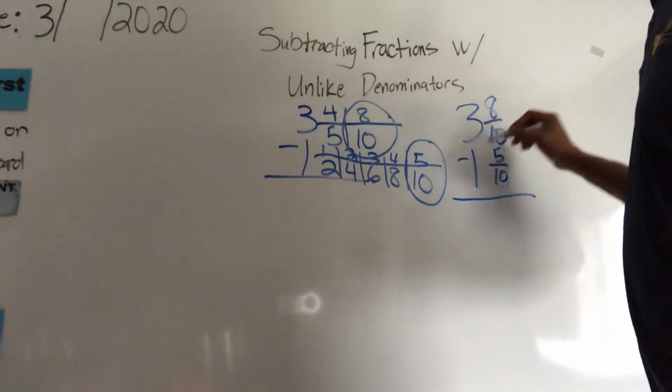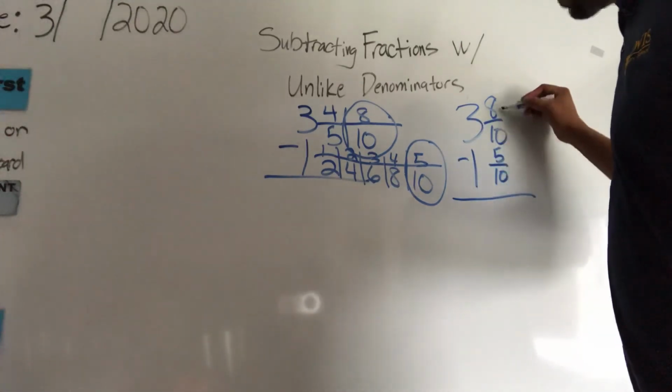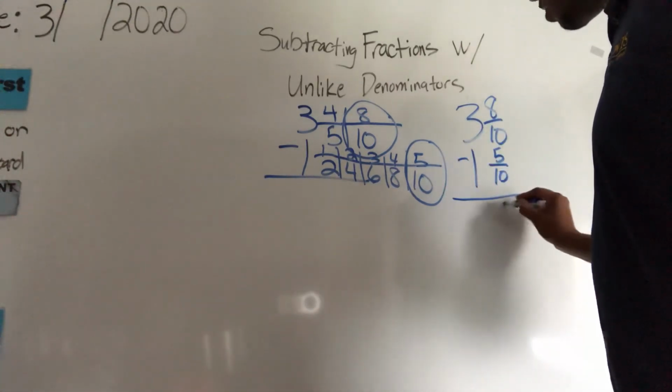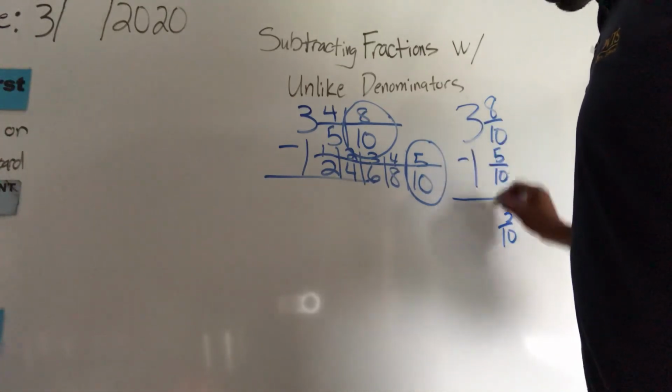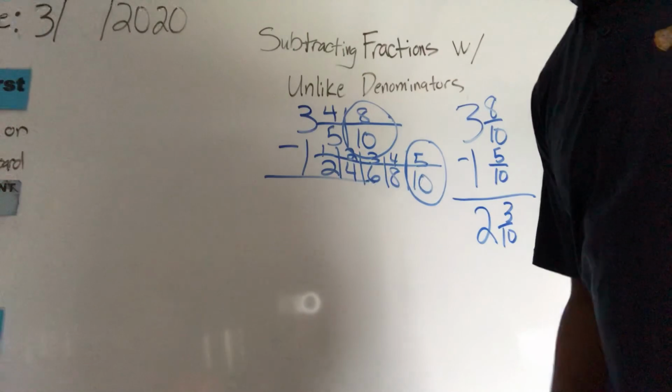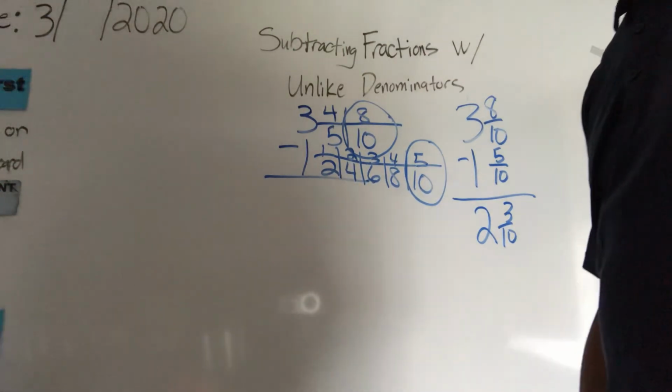3 8/10 minus 1 5/10. Well, 8/10 minus 5/10 is 3/10. And 3 minus 1 is 2. This answer is 2 3/10.